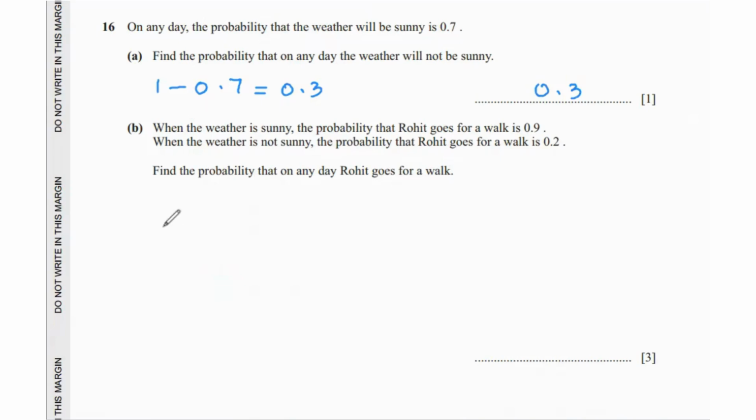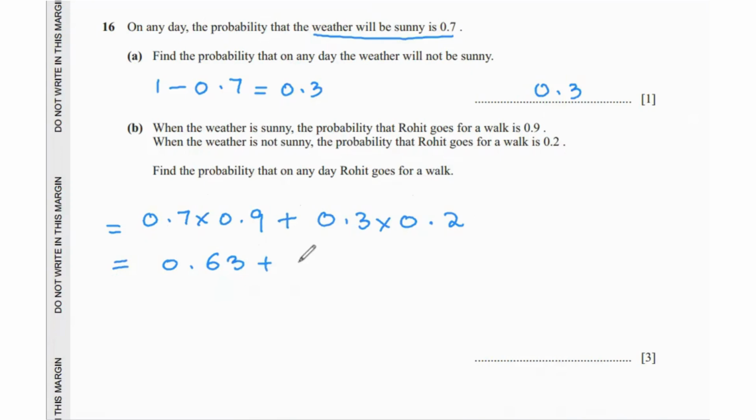So if it's sunny and he goes for a walk, that's 0.7 times 0.9, because the probability for the weather being sunny is 0.7. Or if it's not sunny, which is 0.3, and he still goes for a walk, so times 0.2. So that's going to give us 0.63 plus 0.06, which is 0.69. That is the probability that on any day he will go for a walk.